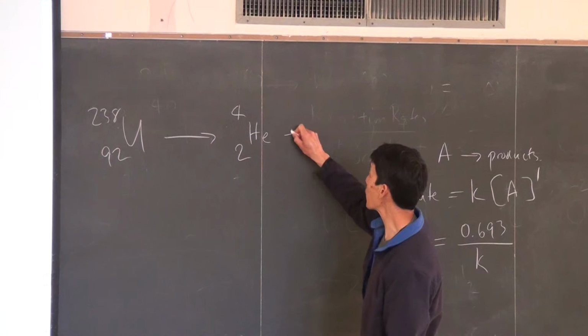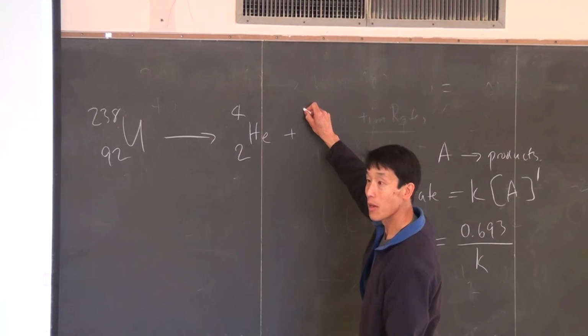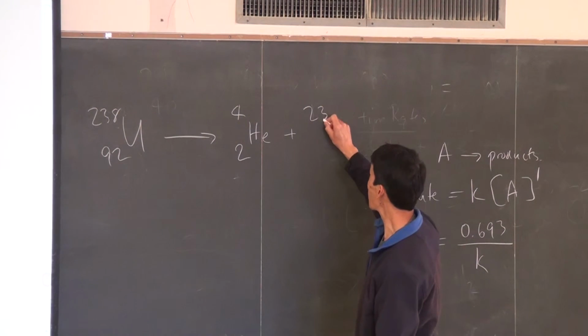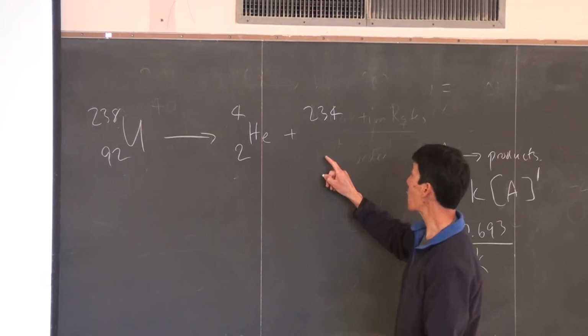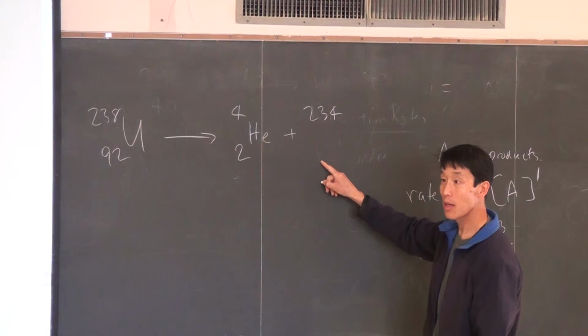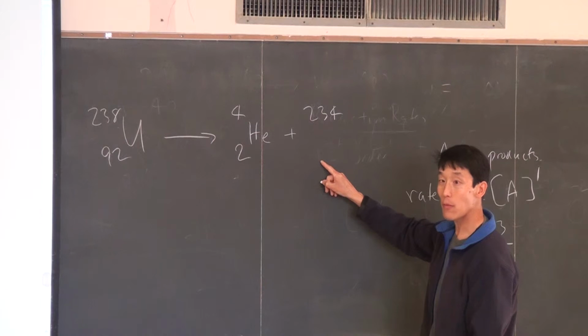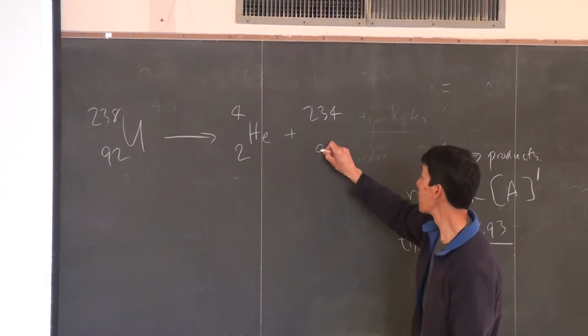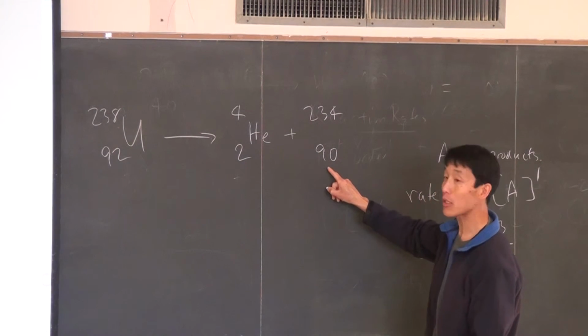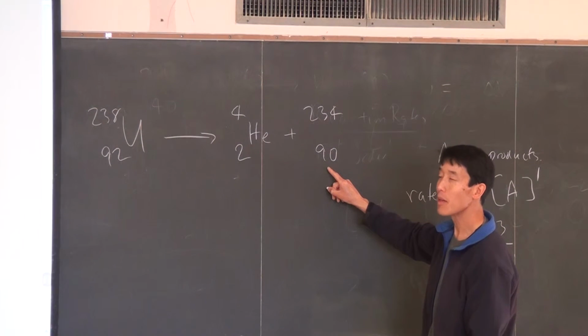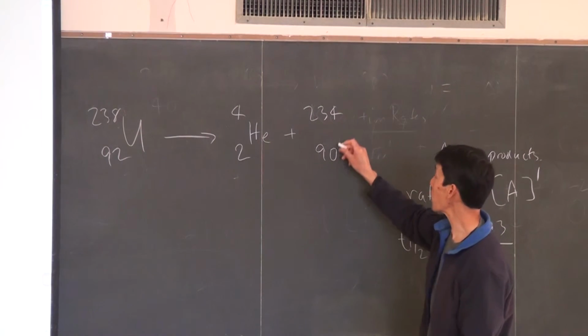So the mass number is going to be 234, and the atomic number is going to be 94? Yeah, 90. And what's the element which has the atomic number 90? What is it? Th, okay.